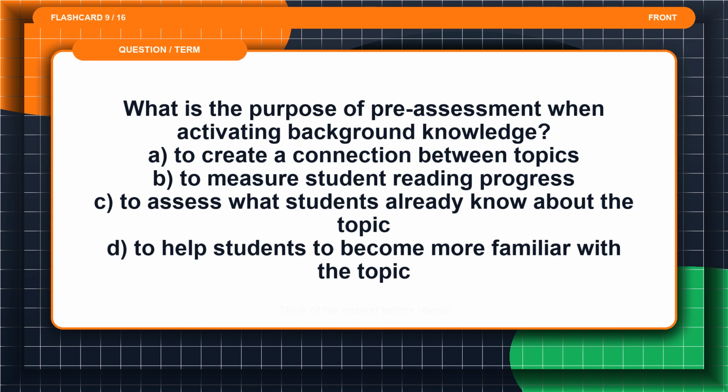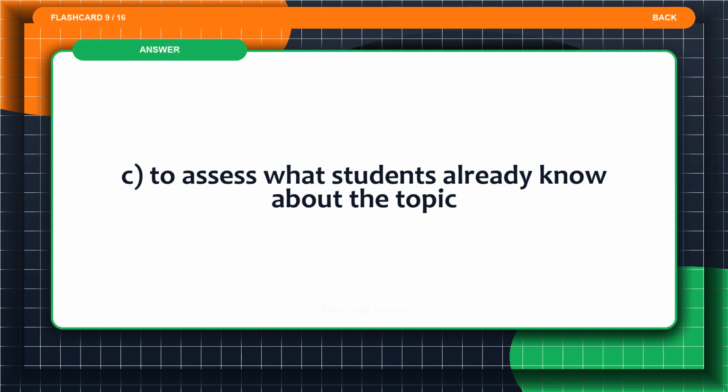Flashcard 9. What is the purpose of pre-assessment when activating background knowledge? A. To create a connection between topics. B. To measure student reading progress. C. To assess what students already know about the topic. D. To help students to become more familiar with the topic. Think of the answer before the reveal. The answer is C. To assess what students already know about the topic.